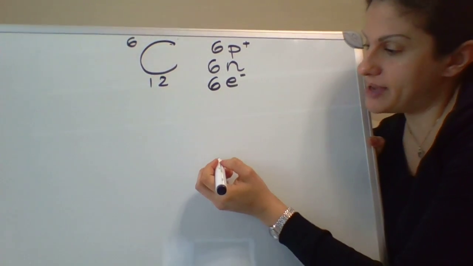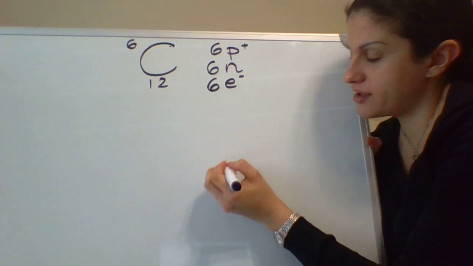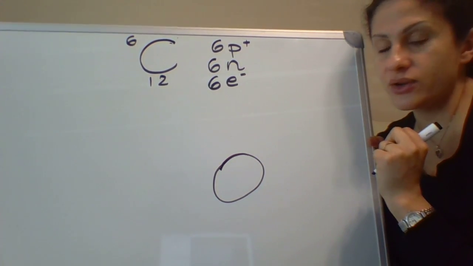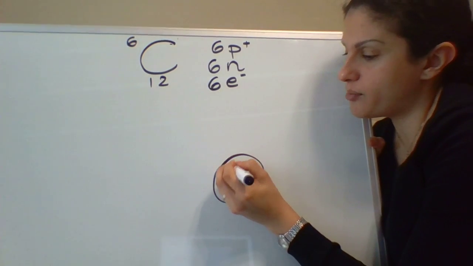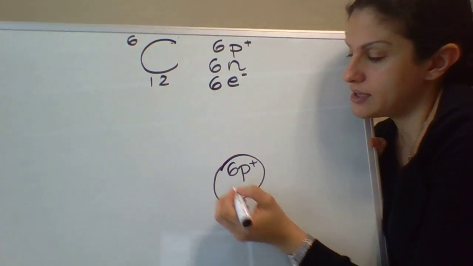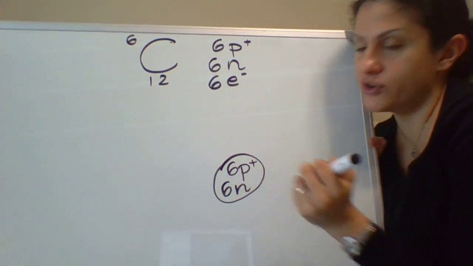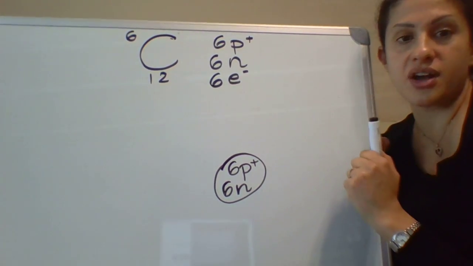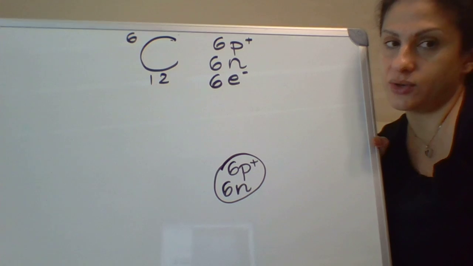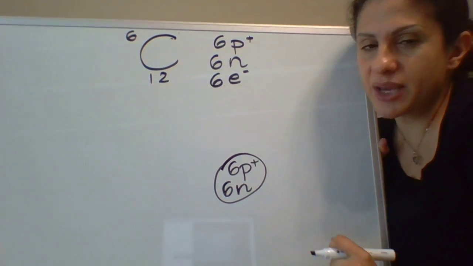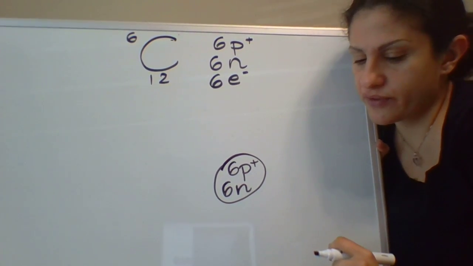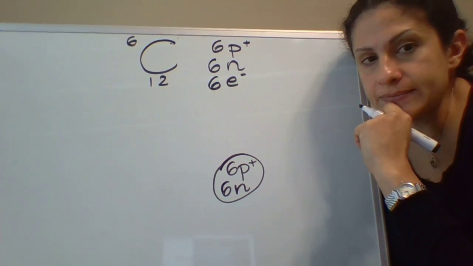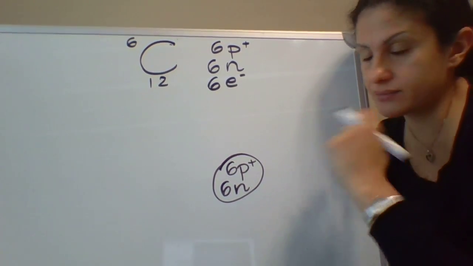I mentioned you always start with the nucleus. And what do we write inside the nucleus? The number of protons and the number of neutrons. So in this case, 6 protons, 6 neutrons. We depict that in the nucleus. Here comes the tricky part. Well, not really tricky, maybe just for the first time. We have 6 electrons. So let's draw the first shell.